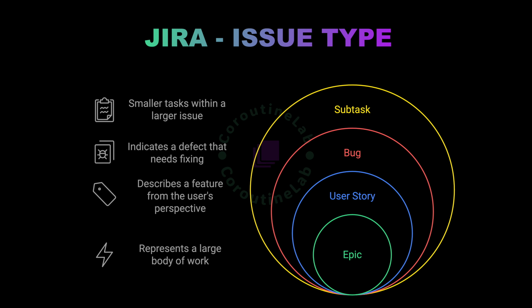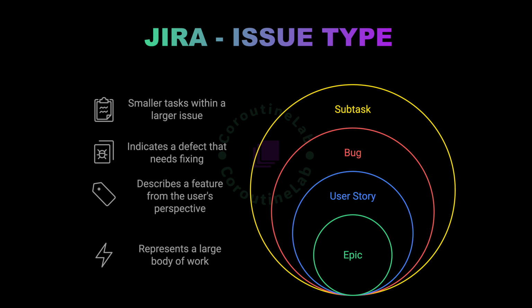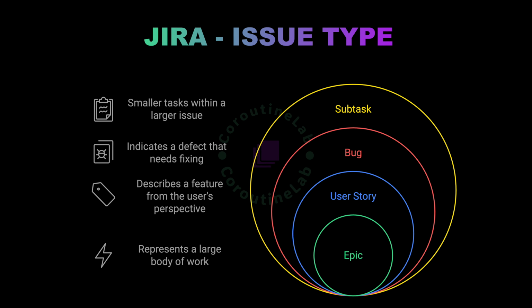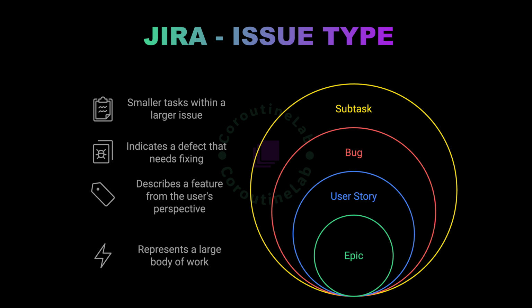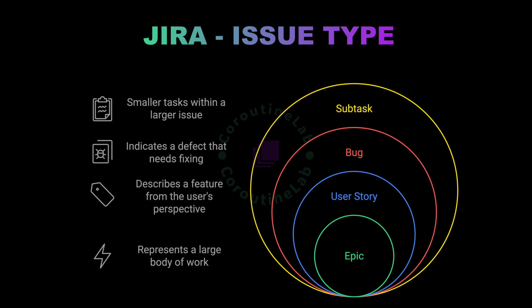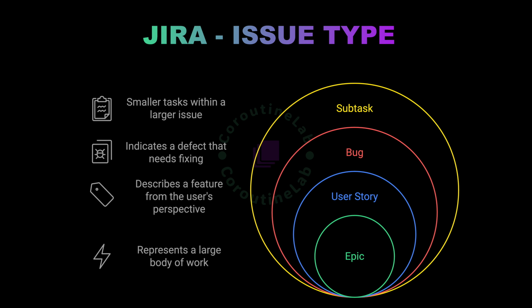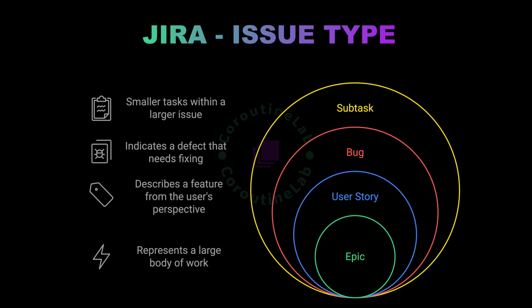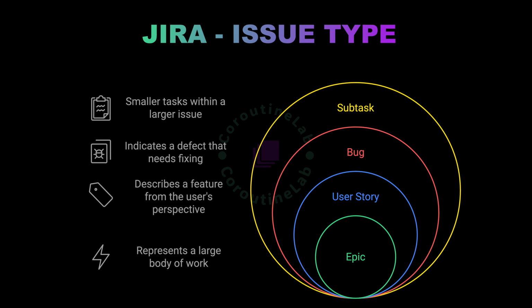Now, let's talk about bugs. A bug indicates something that isn't working as expected, whether it's a coding error, a design flaw, or an unexpected system behavior. Bugs need to be addressed promptly to maintain the quality and reliability of the software.